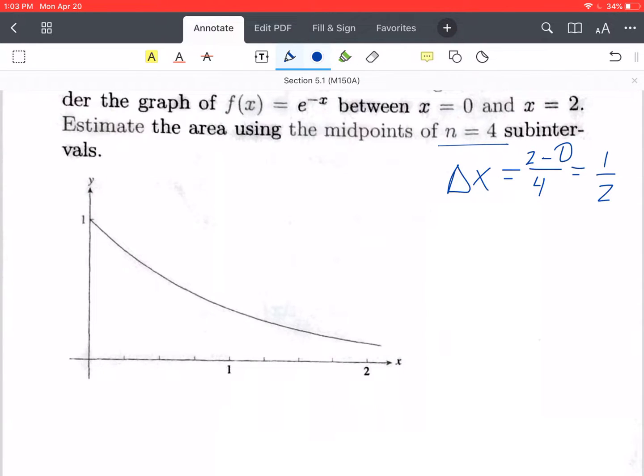So let's see here. Starting at 0, cutting it into 4 pieces, like that. But we're not going to use the left-hand side or the right-hand side to create the height. We're going to use the midpoint. So that's going to be these in the middle here. So that's 0, that's 1/2, that's 1, that's 3/2, right, 1.5. So this is going to be 1/4 and 3/4, 1 1/4, which is 5/4, or 1.25, and then 1.75, so 7/4. Okay, so these are going to give us our height.